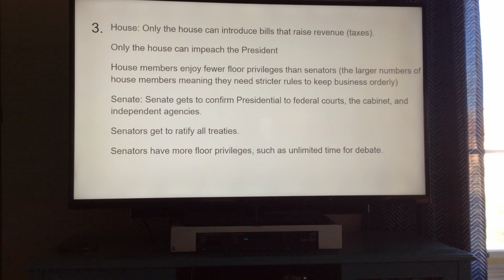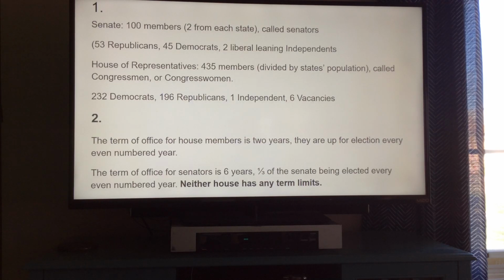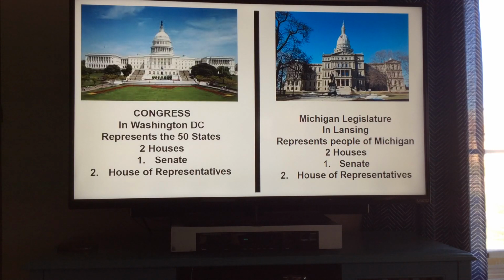You need to remember especially the part where the Senate is the one who confirms the president's appointees and ratifies treaties. I think that's an important thing to know. Remember the 2 senators for every state, 100 senators. Remember that the House is divided by population. Remember that House members serve 2-year terms. The Senate serves 6-year terms. And, of course, please remember that there are 2 legislatures that apply to you. Congress, which we've been talking about in Washington, D.C., and then the Michigan legislature in Lansing, which also has a Senate and a House of Representatives, but it's different.